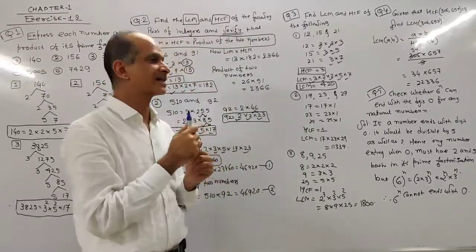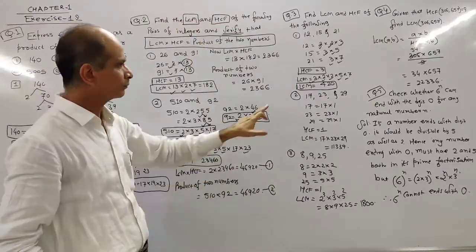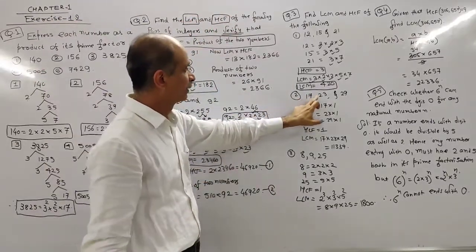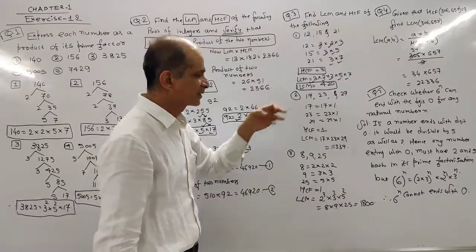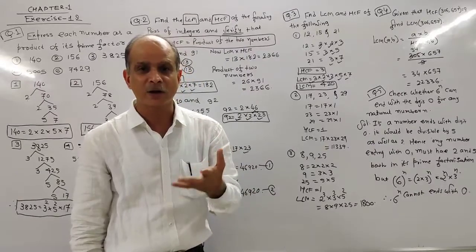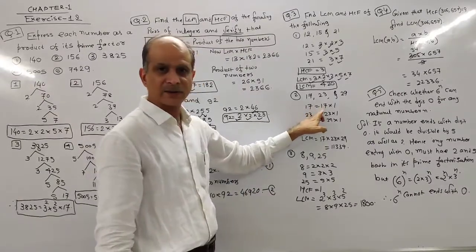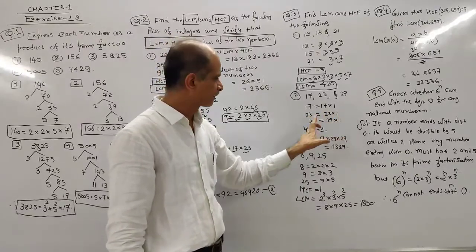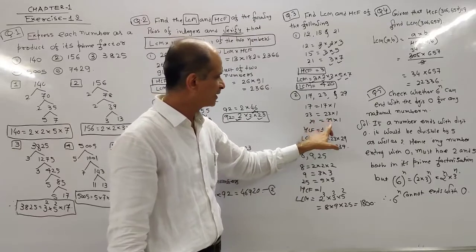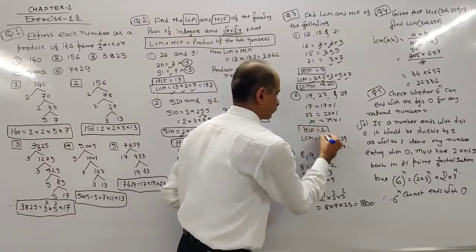Let me solve another example for you for HCF and LCM of three numbers. Here we have 17, 23, 29. Wow, nice example, because 17, 23 and 29 are all prime numbers. So 17's factor is 17 into 1. 23's factor is 23 into 1. 29's factor is 29 into 1. What is common? Only 1 is common.